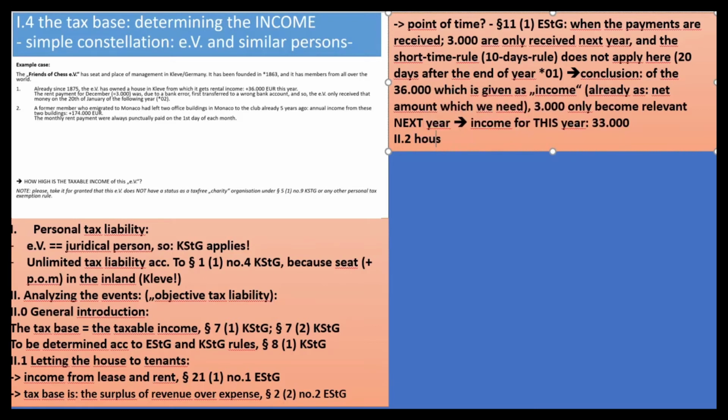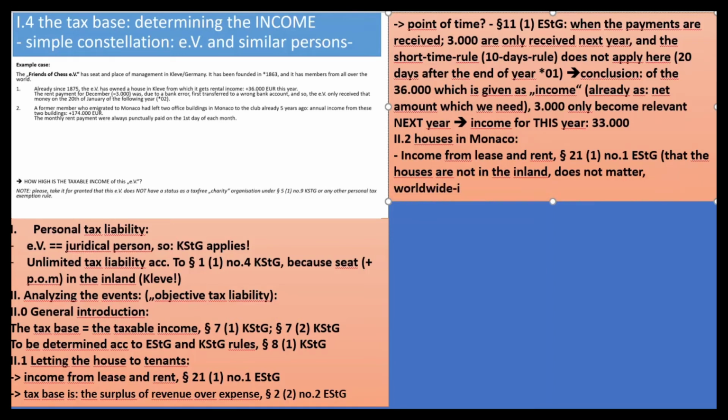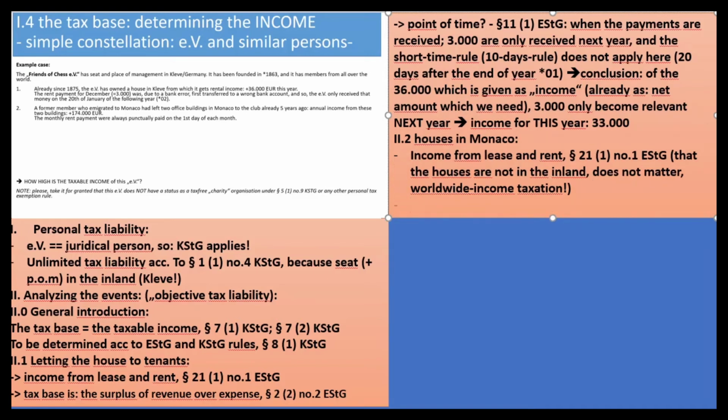So, the house in Monaco. Here we have again income from lease and rent, paragraph 21, subsection 1, number 1 ESTG. And that the houses are not in the inland does not matter. Worldwide income taxation. Good. That in brackets is not perfectly necessary, but if it comes to our mind and we want to say it, why not? Because it's true. Tax base is again the surplus. Paragraph 2, section 2, number 2 ESTG.